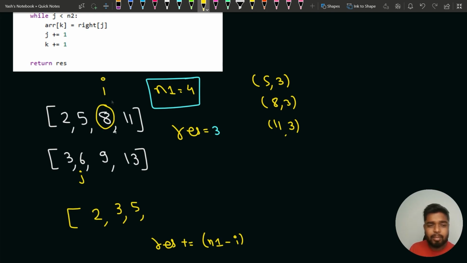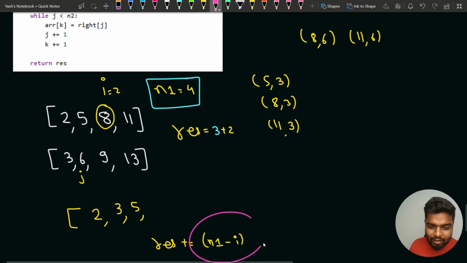Now when my I pointer is standing here and j pointer is standing here, is the ith element greater than the jth element? Yes, it is. If 8 is greater than 6, 8 can make a pair with 6, and 11 can also make a pair with 6. So all the other elements on the right of 8 will also be greater. How many elements are there in total? n1 minus I, because n1 is 4 and I is at 2. So 4 minus 2 is 2. You will add 2 more.